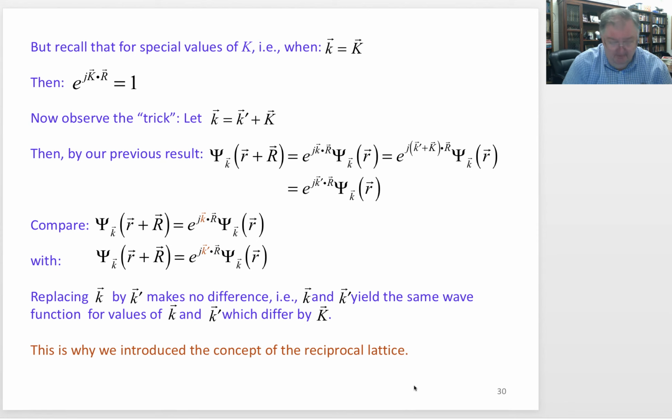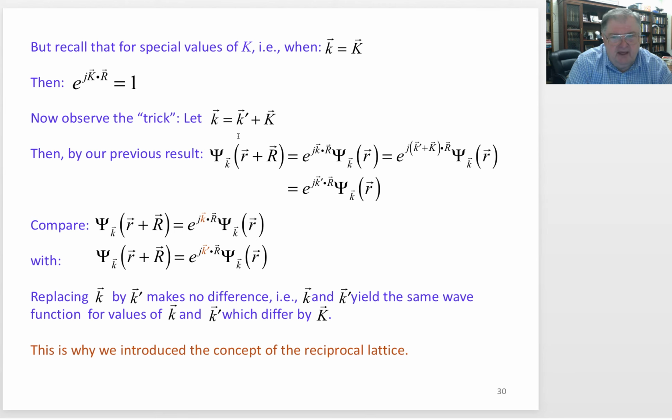Okay. But recall there's that special value of k. When little k equals big K, we get that e to the j big K dot big R is equal to 1. We showed that already. The whole reason I did this is so that I could now do the following trick. You take an arbitrary value of k and express it in terms of a reciprocal lattice vector plus whatever you need to make these two things equal. And I'll call that whatever I need to make up, k prime.